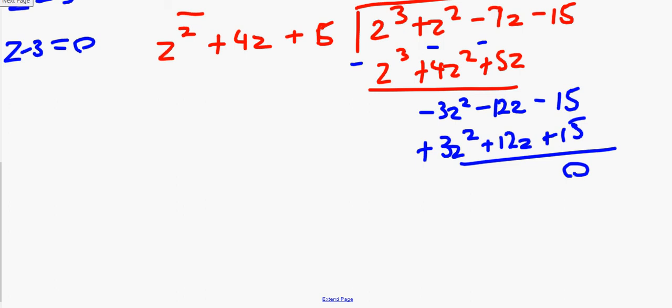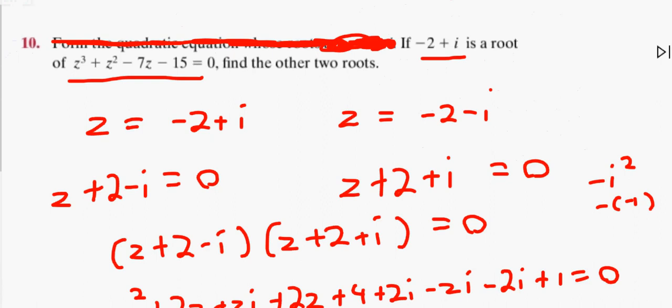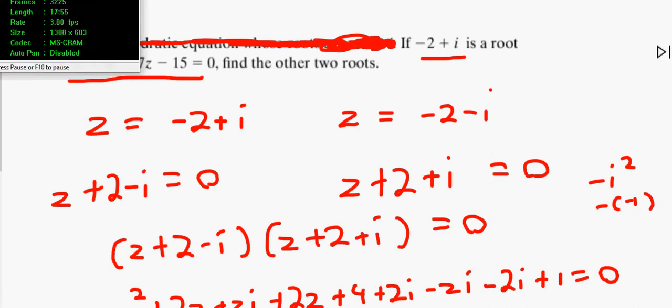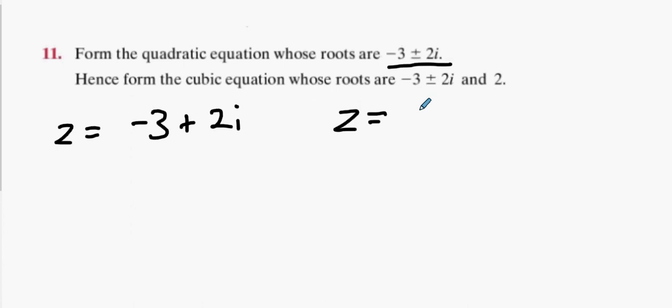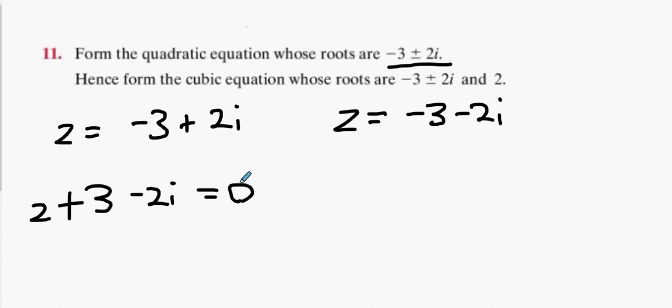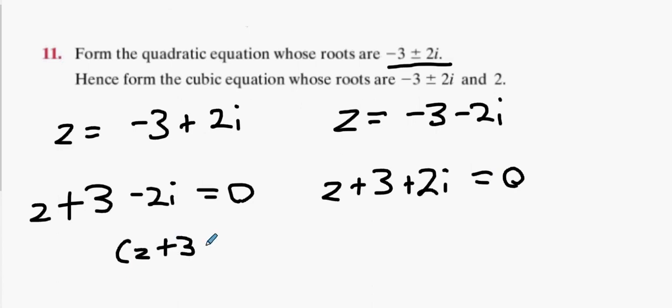Alrighty. Okay. Do this one first. So there you go. Plus 2i equals 0.